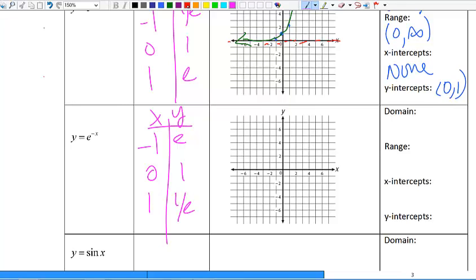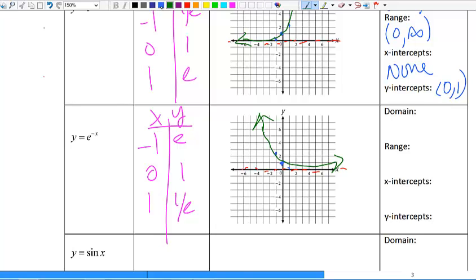There's still an asymptote along the x-axis. And I'm going to plot those points. So we still go through 0, 1. This time it's negative 1, e. And there's that other little tiny point. I don't know if you can see that. And so the graph sort of reflects itself, and that's to be expected, across the y-axis. So e to the x and e to the negative x look very similar to each other.